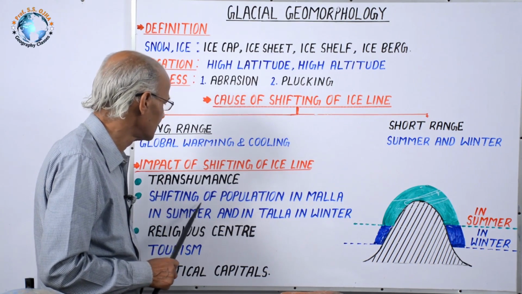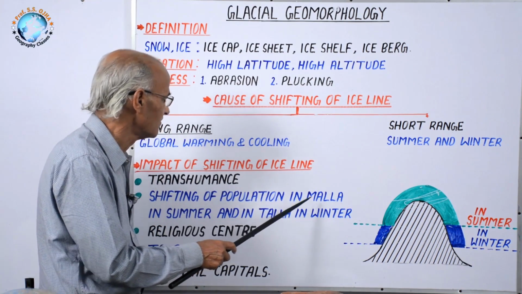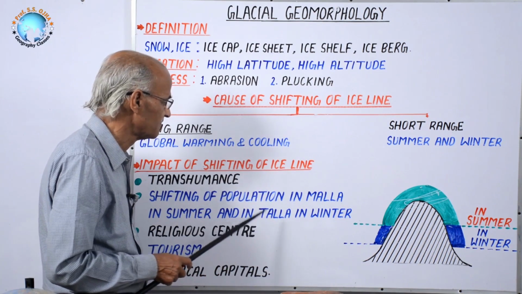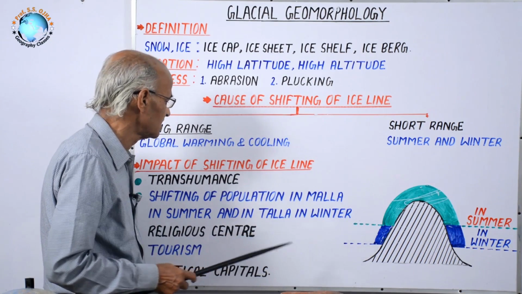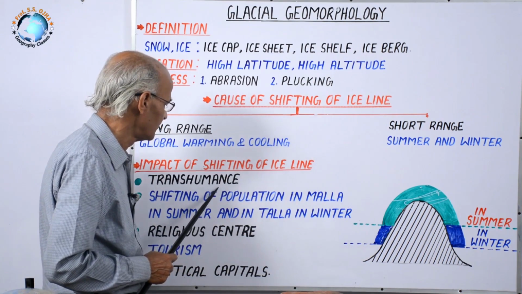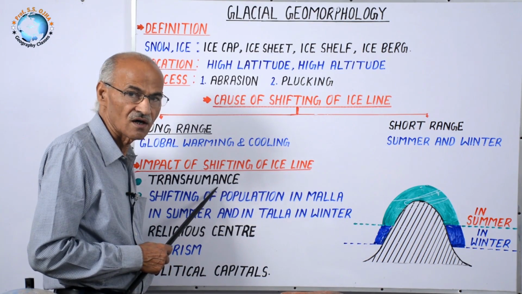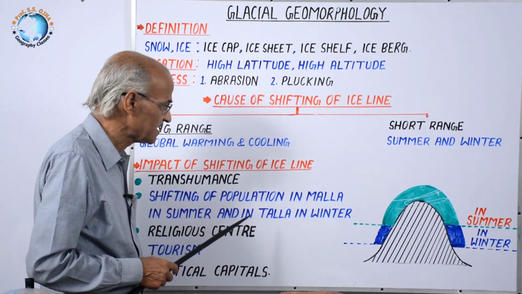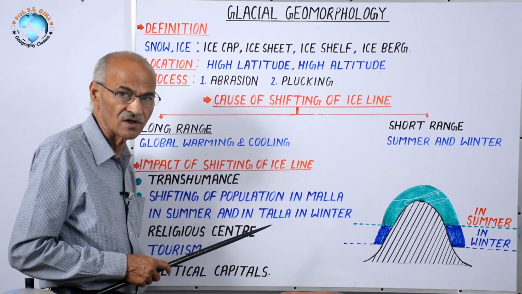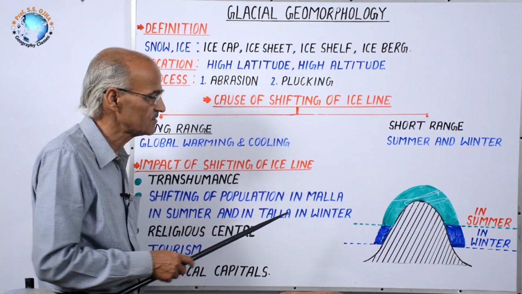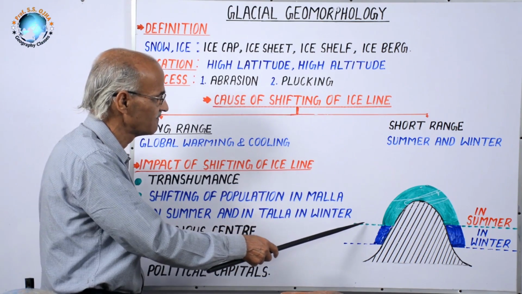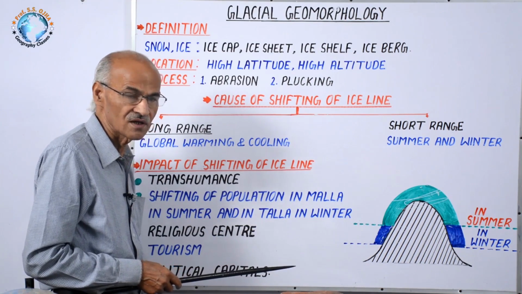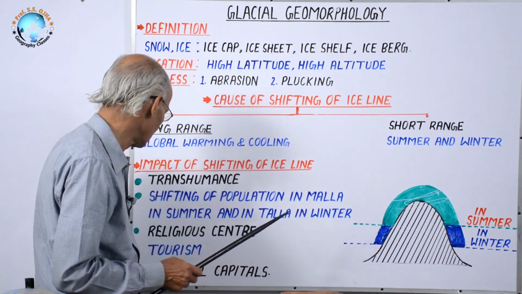Second is the shifting of population, in Malla in summer and in Talla in winter. I have given the example of transhumance with reference to herders or nomads, while some permanent settlements are also there wherein the population shifts seasonally. In summer it goes up to the upper part of the hill, and in winter that population shifts down.